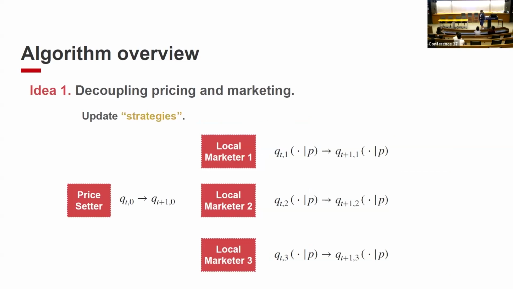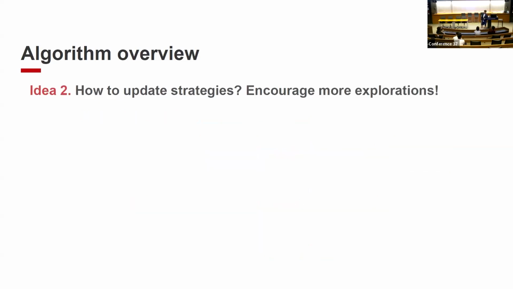Okay, so this is the general view of the algorithm, and more specifically, how to update these strategies. To figure that out, we can go over a backward induction and figure out what the right choice of the loss should be.